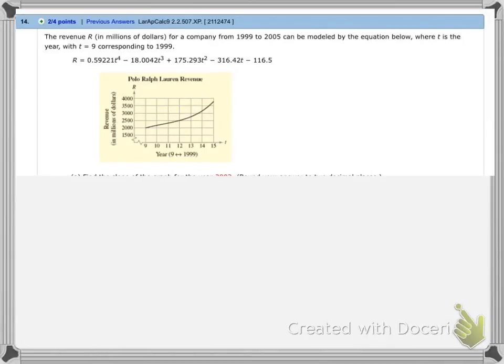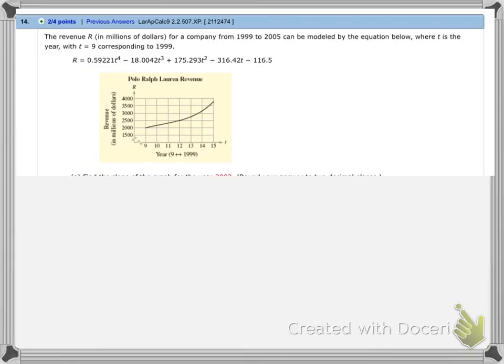Number 14 has a few things on there that just kind of make you double check what you're thinking of. Now we have a graph of revenue, and it's for good old Ralph Lauren, I think is what it is. And the function is given, it's graphed, and things that are kind of confusing are you see the little squiggles in there in the graph. It's kind of a compressed graph. We talked about that in class this week.